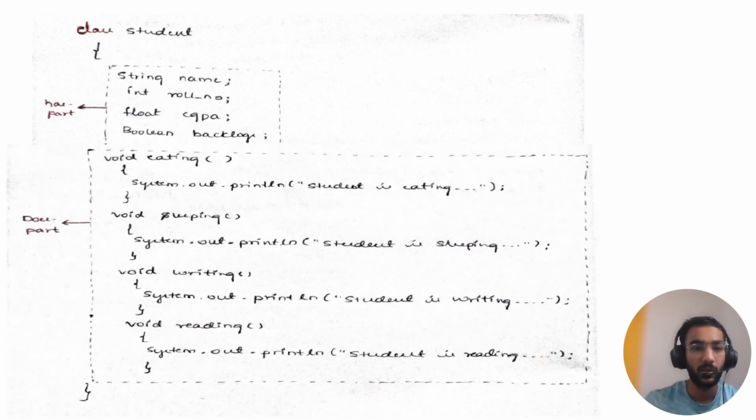Now let's go to the function and method part. The has part has been created. Now the does part contains functions and methods. For example, I have created a function void eating. Input is optional, so I have not given parameters for eating. Then I go to the body part, so I print out "the student is eating". Now the return type: it is returning nothing, void. Same for sleeping, writing, reading. I have created a does part.